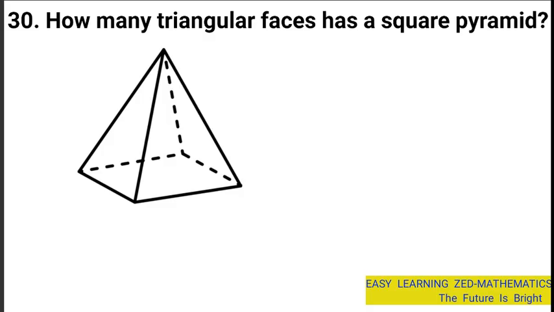Okay, so since we have got this, which is called a square pyramid, we're going to count the triangular faces. As you can see, there are 4 triangular faces. So we can write how many triangular faces has a square pyramid: 4 triangular faces. So it has got 4 triangular faces. Okay, so that was the correct answer.